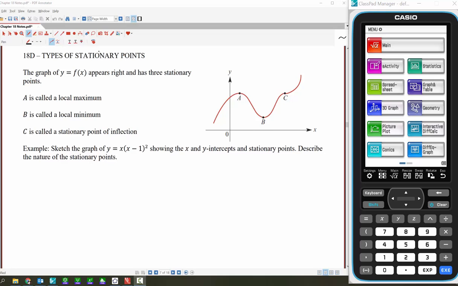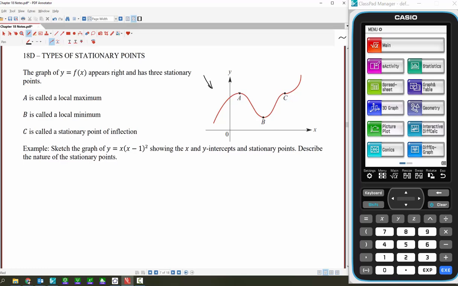Last lesson we looked at stationary points and how to hunt for them. Today we'll look at the different types of stationary points, and we've already alluded to these three different stationary points. So on f of x, that's this graph here, what we've got is A being a local maximum.